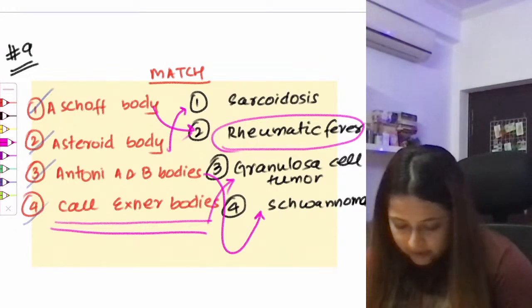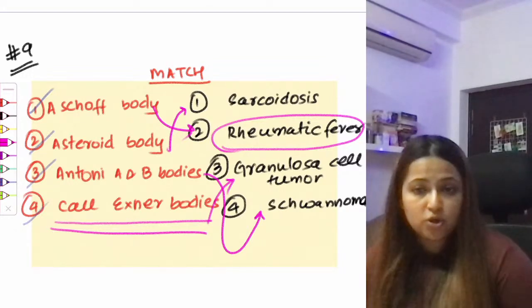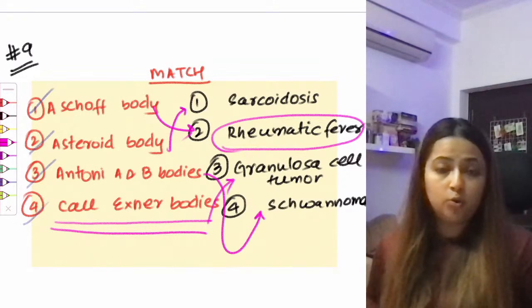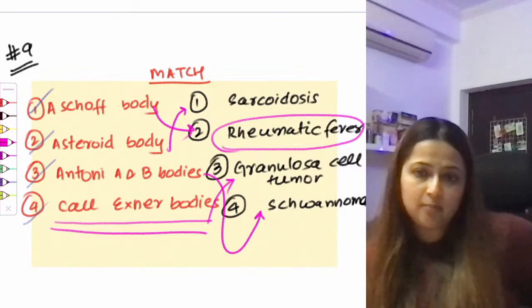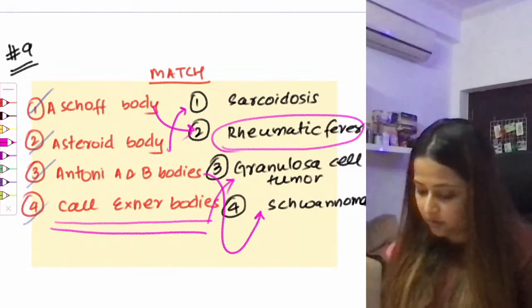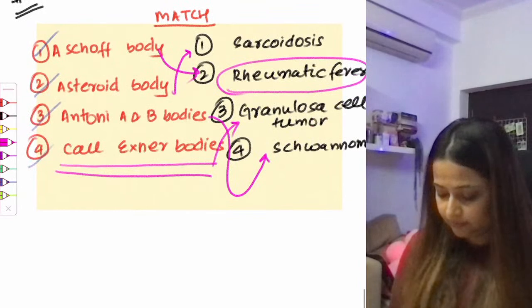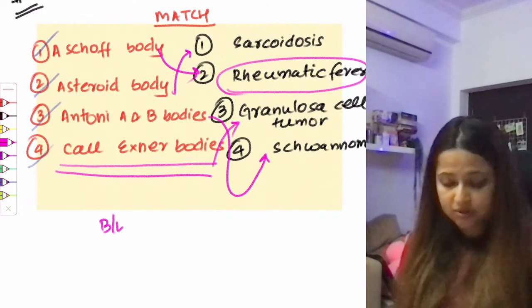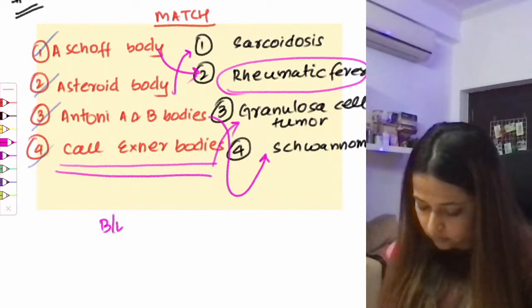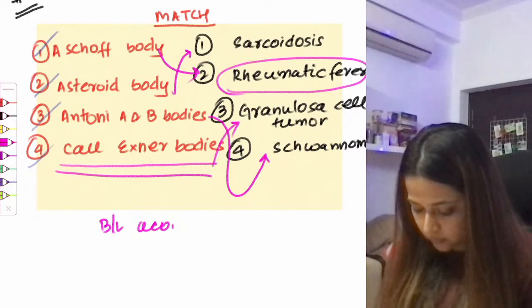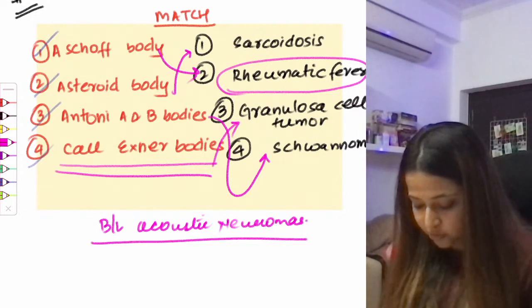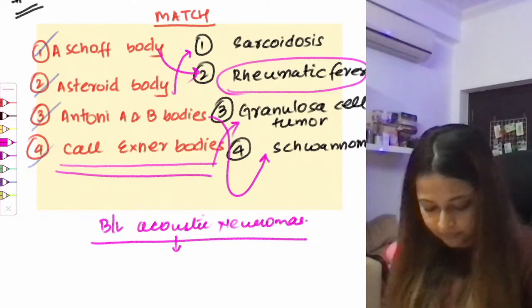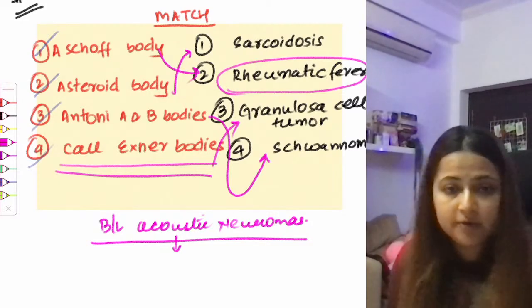And yes, Smriti, you give the right answer. So, Aschoff bodies, rheumatic fever, asteroid bodies, sarcoidosis, Antoni A and Antoni B bodies, they are seen in schwannoma. And Call-Exner bodies in the granulosa cell tumor of the ovary. Now, let me ask you one more question here. What if the question mentions bilateral acoustic neuromas or bilateral schwannomas? Which syndrome would you mark here?